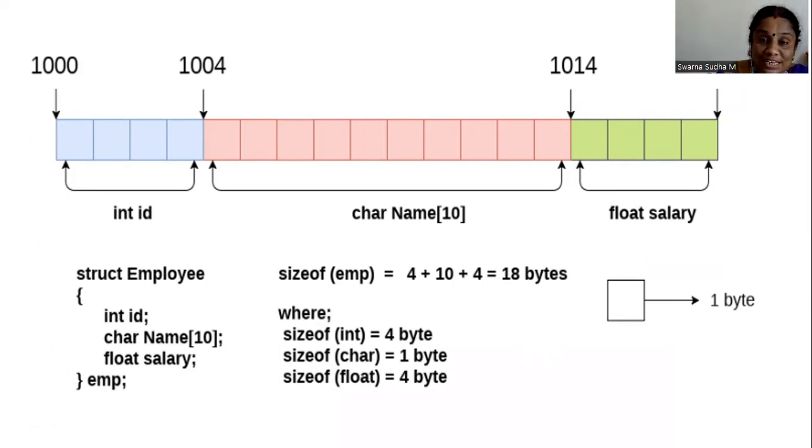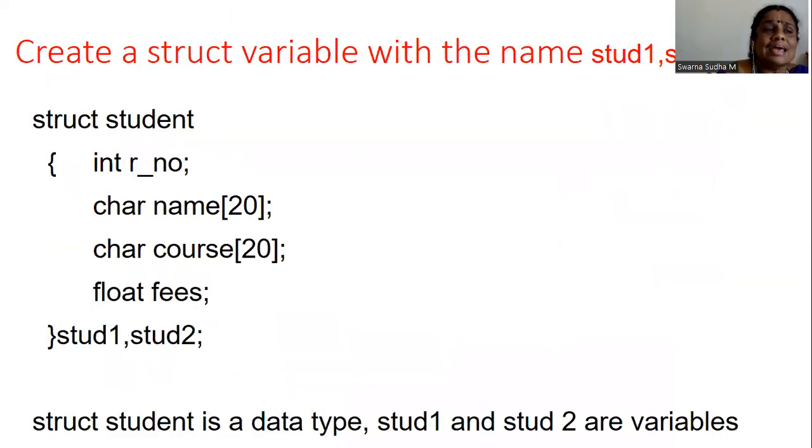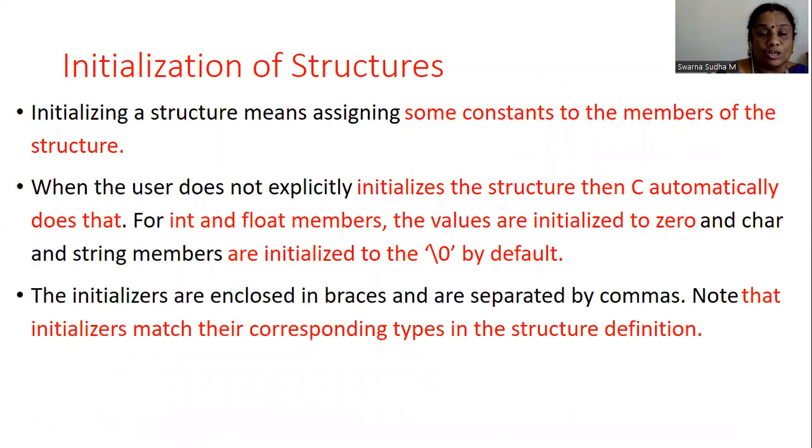So we know how to declare a structure variable. When you want to access the members of the structure, you need to create a variable. Without creating a variable, you cannot access the members of a structure.